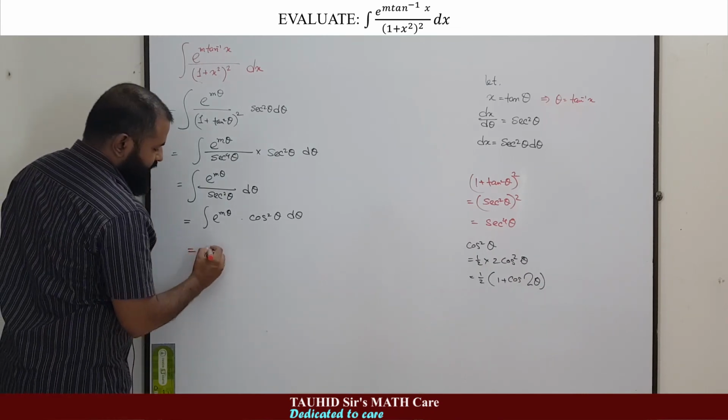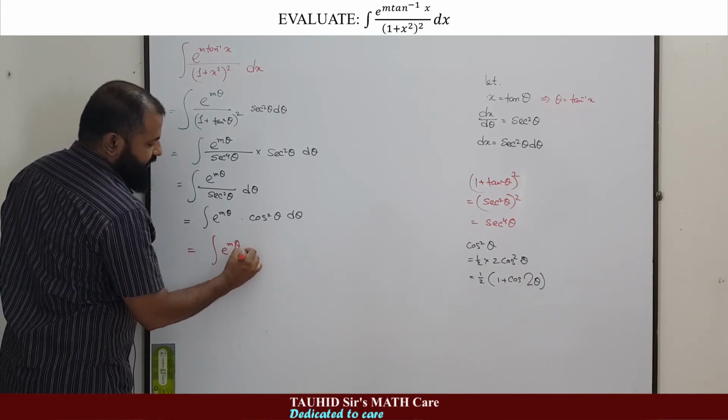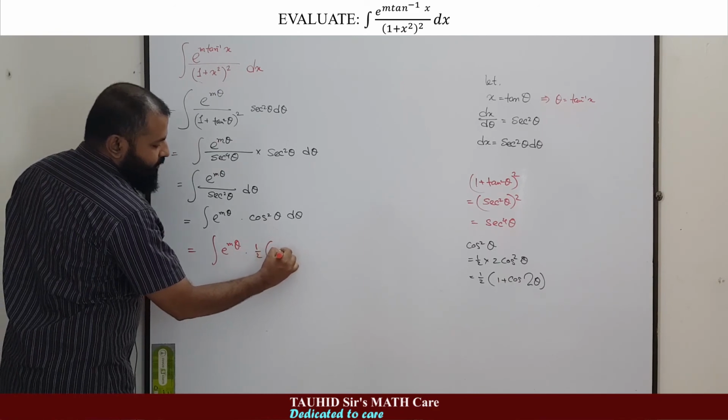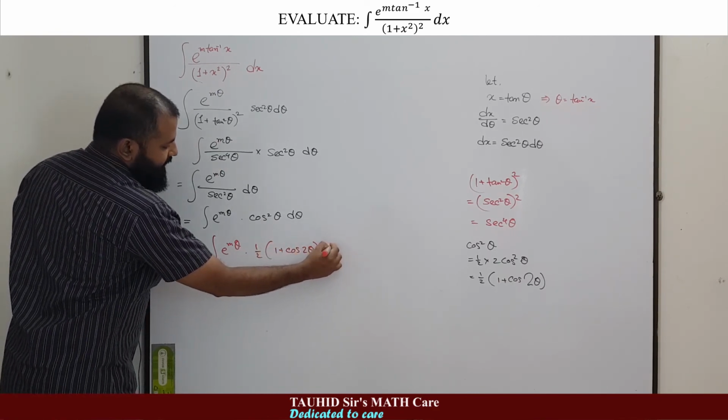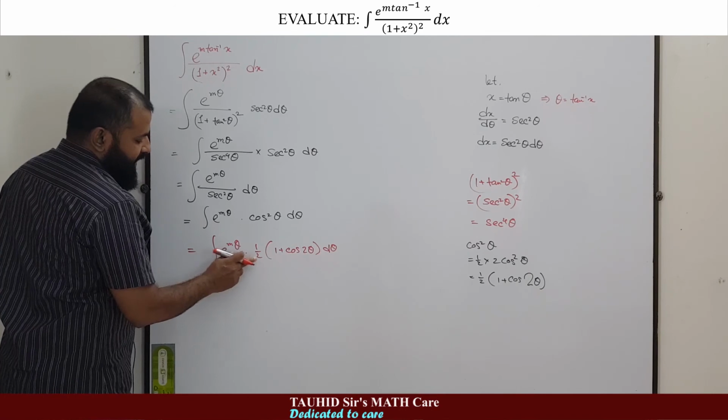So in the next line we will write e to the power m theta into half into 1 plus cos 2 theta d theta. We can place this half here.